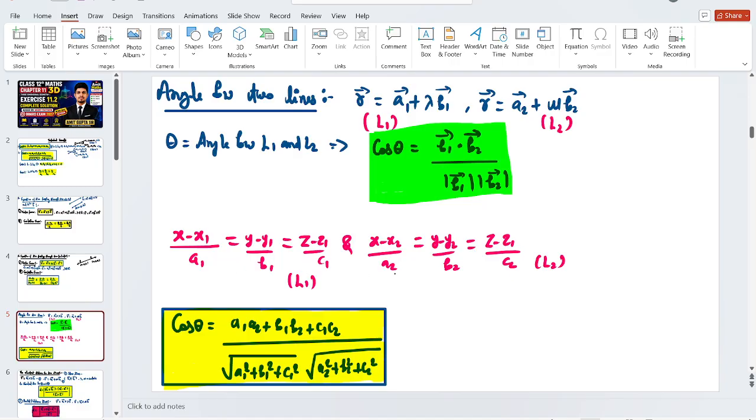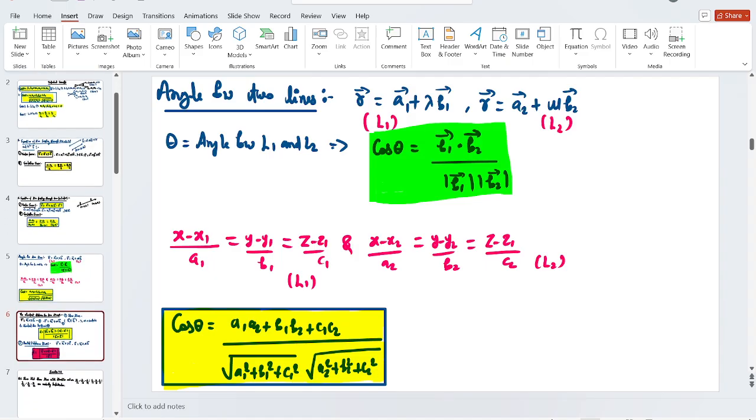Given a1, b1, c1 and a2, b2, c2, the direction ratios of the lines L1 and L2, what are the DCs? We use the formula cos theta equals (a1 a2 plus b1 b2 plus c1 c2) upon the square root of (a1 squared plus b1 squared plus c1 squared) times the square root of (a2 squared plus b2 squared plus c2 squared). I hope it is clear. Coming to the next.